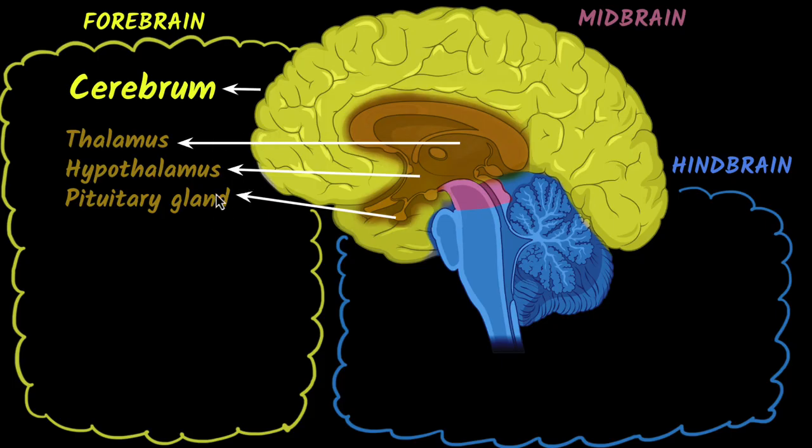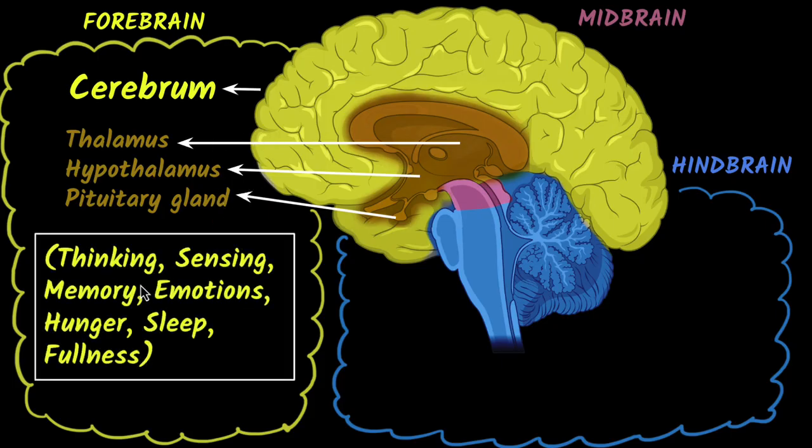What are the functions? Well, here are a few functions. Thinking, sensing objects, memory, like memory comes from your forebrain, your emotions. Yes, love, for example, doesn't come from the heart. It comes from the forebrain. And other things like your hunger, your sleep, the feeling of fullness that you get after you eat something, stuff like that. All these are the stuff that your forebrain controls. So these are all the functions of your forebrain.